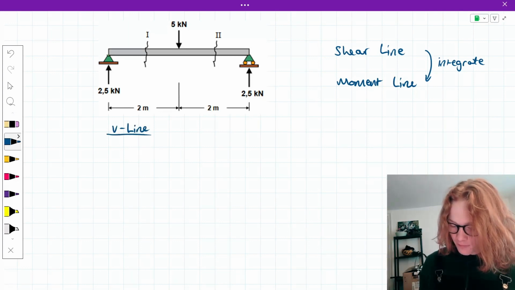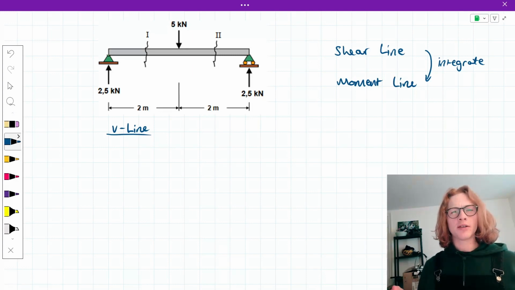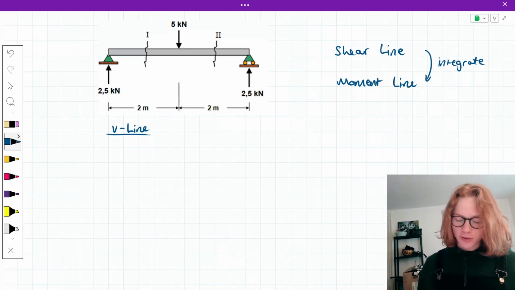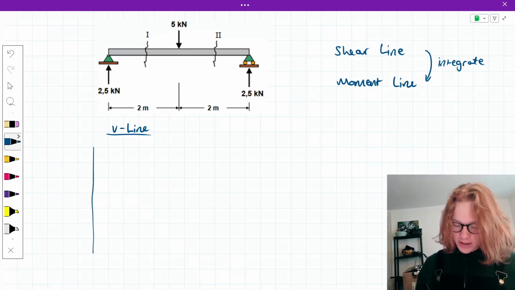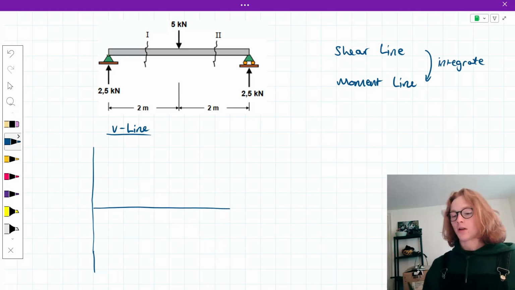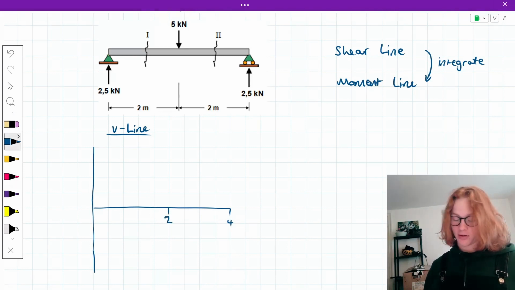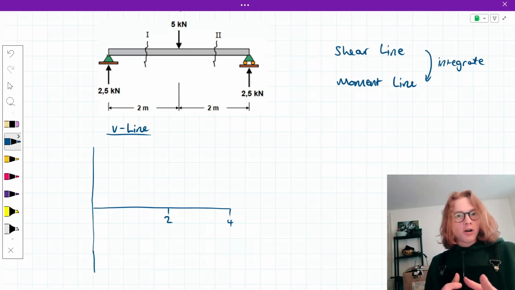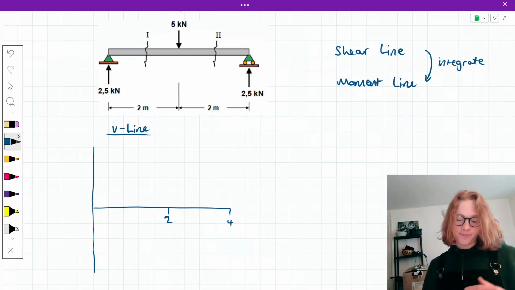How do we draw the V-line without doing our cuts and working out our internal forces? Well, it's very simple, really. If we draw our axes, with this free body, it's 4 meters long, and we have an external force at 2 meters, which means that our internal shear force is going to change at 2 meters. And I'm just going to run along from left to right through this free body.